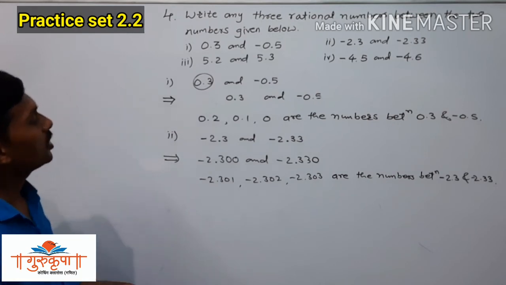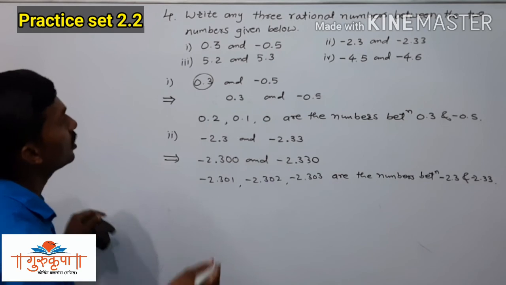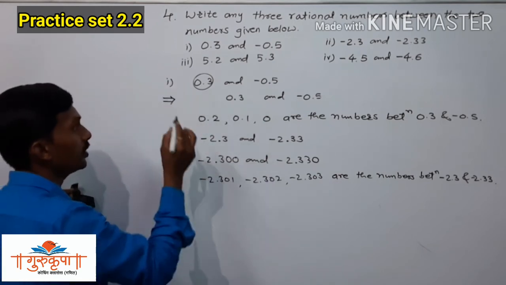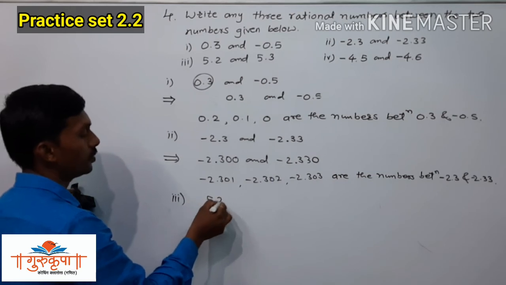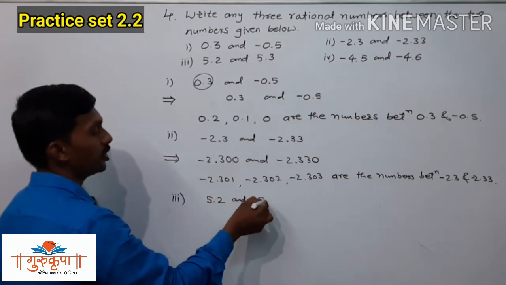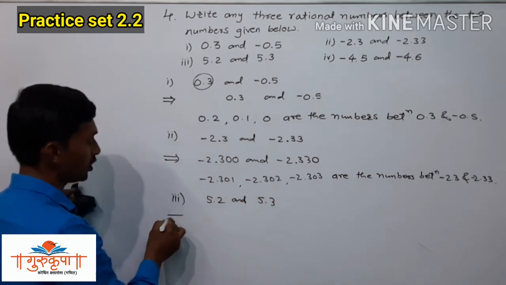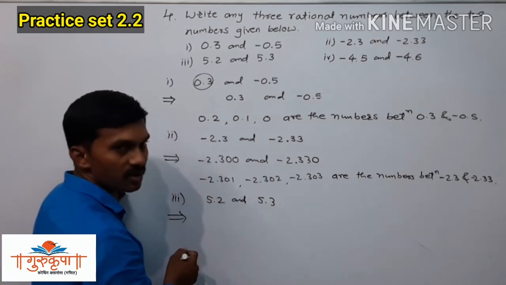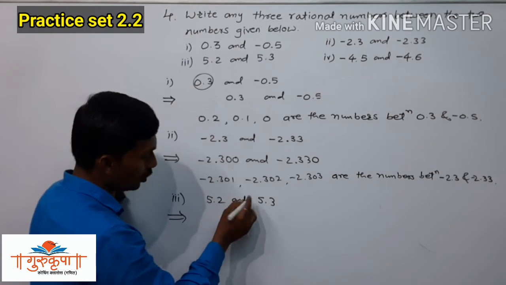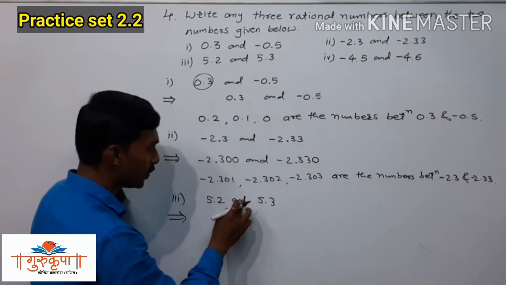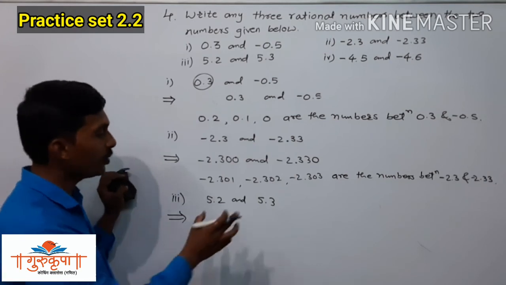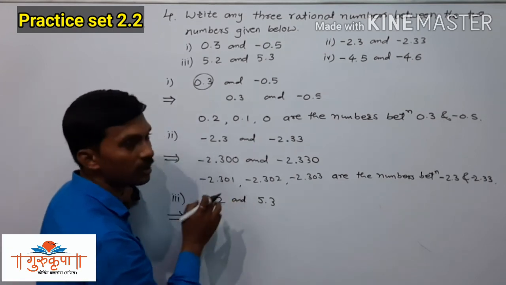Now we have to write the answer of the third example. In the third example, here we have 5.2 and 5.3 as the given rational numbers, and we have to write the 3 numbers between them. So here a lot of students get fumbled, since after 5.2 only 5.3 is there. So how will you get the 3 numbers between them?